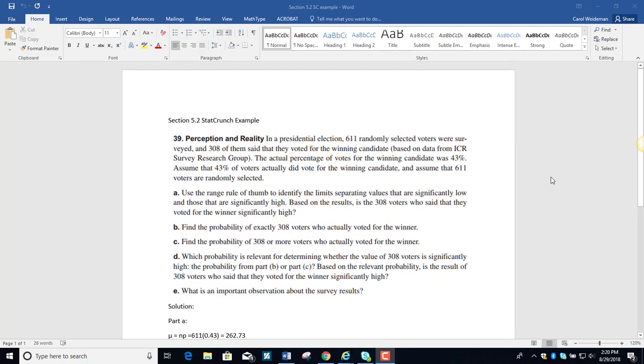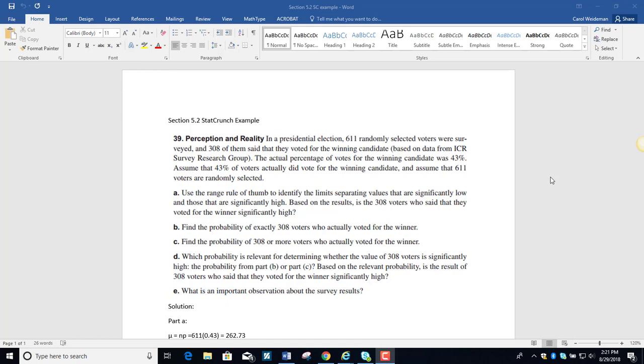Section 5.2 StatCrunch example. We're going to work on problem 39 from the ebook in section 5.2. In a presidential election, 611 randomly selected voters were surveyed, and 308 of them said they voted for the winning candidate. The actual percentage of votes for the winning candidate was 43%. Assume that 43% of voters actually did vote for the winning candidate, and assume that 611 voters are randomly selected.